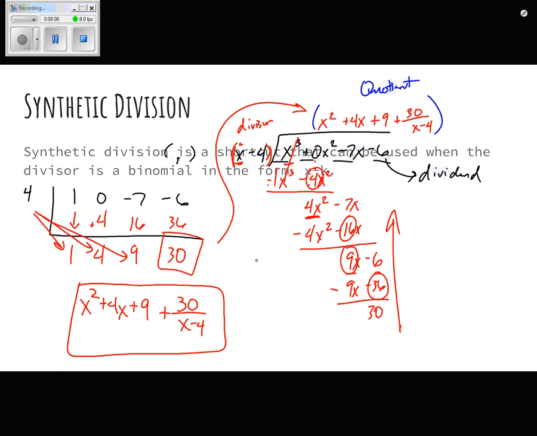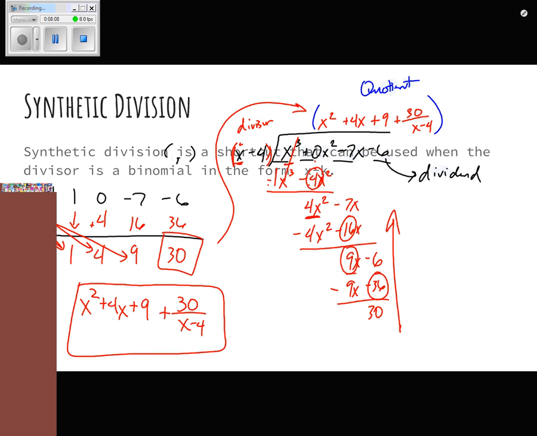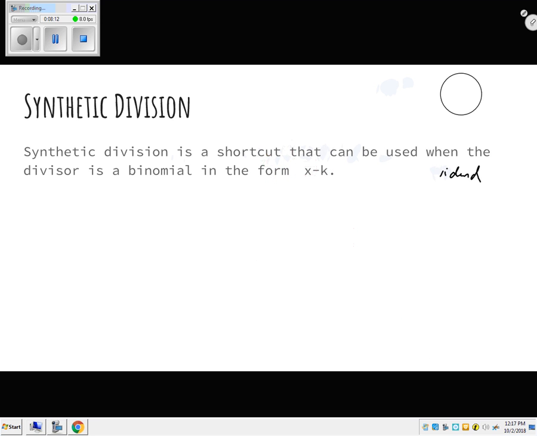Let's try that again. Okay. Actually, I want to introduce it. This is actually, like I said, called synthetic division. It's a shortcut that's used when the divisor of the binomial is in this form. It has to be in this form in order to use this shortcut. Okay, x minus whatever my k is. So x minus my constant.